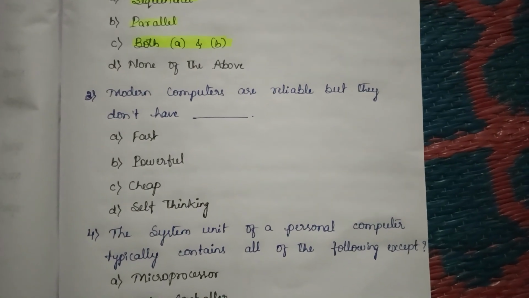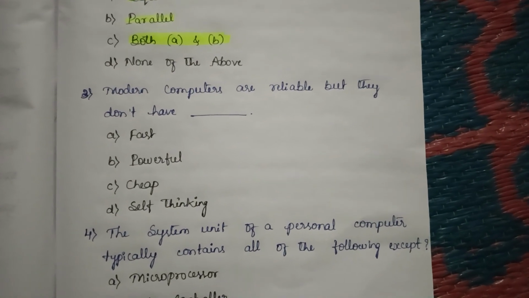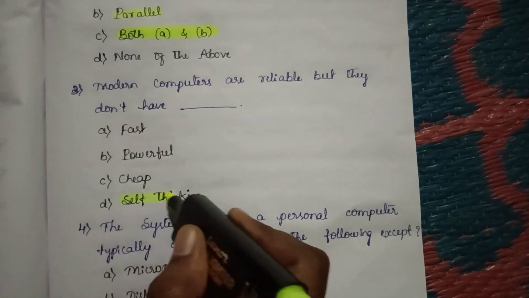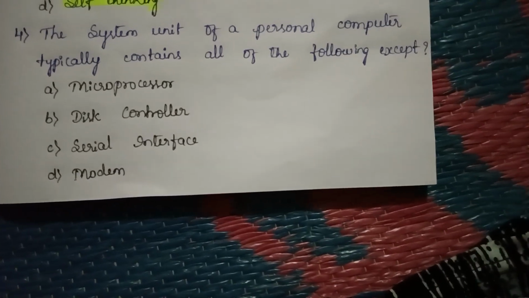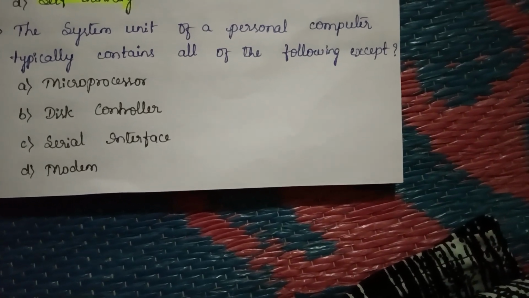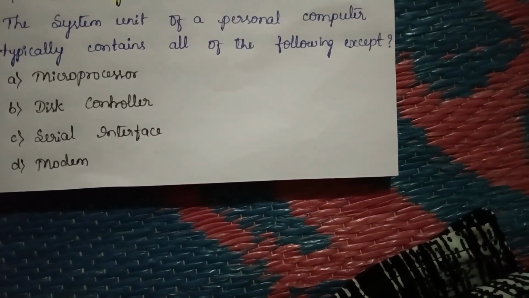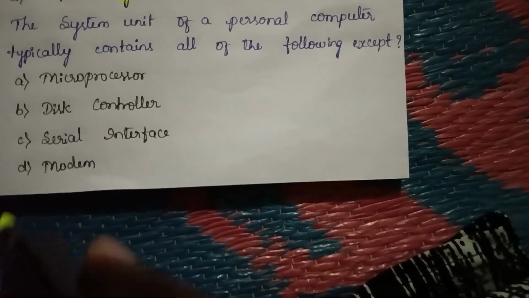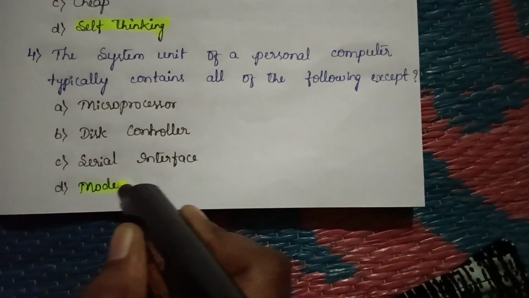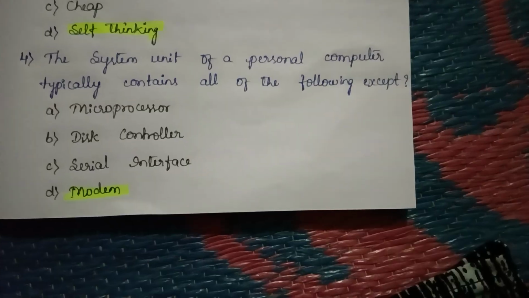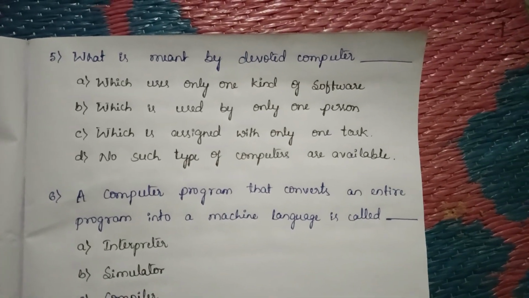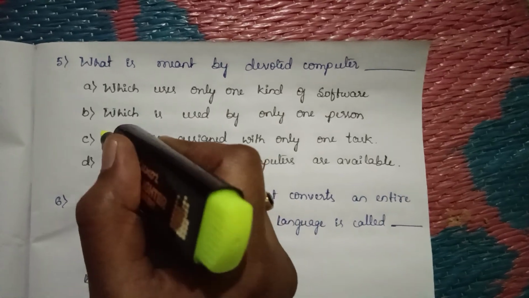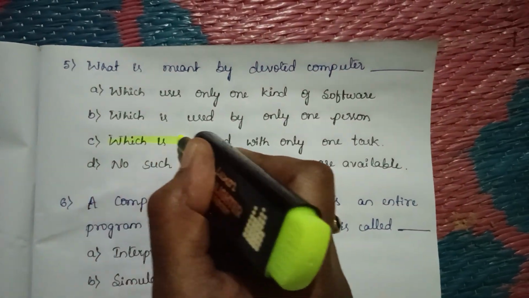Modern computers are reliable, but they don't have self-thinking. The system unit of a personal computer typically contains all of the following except modem. What is meant by dedicated computer? Which is assigned with only one task.